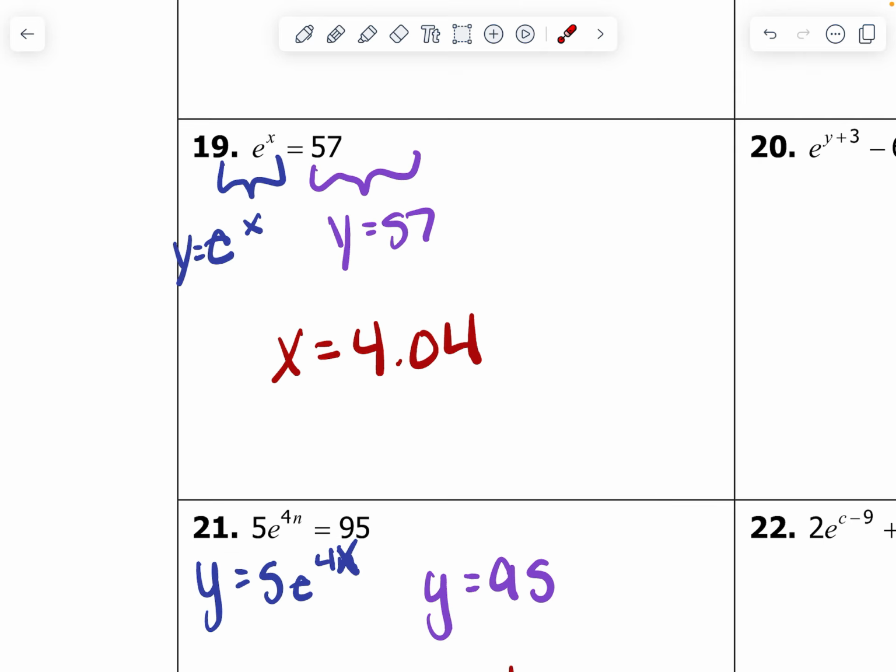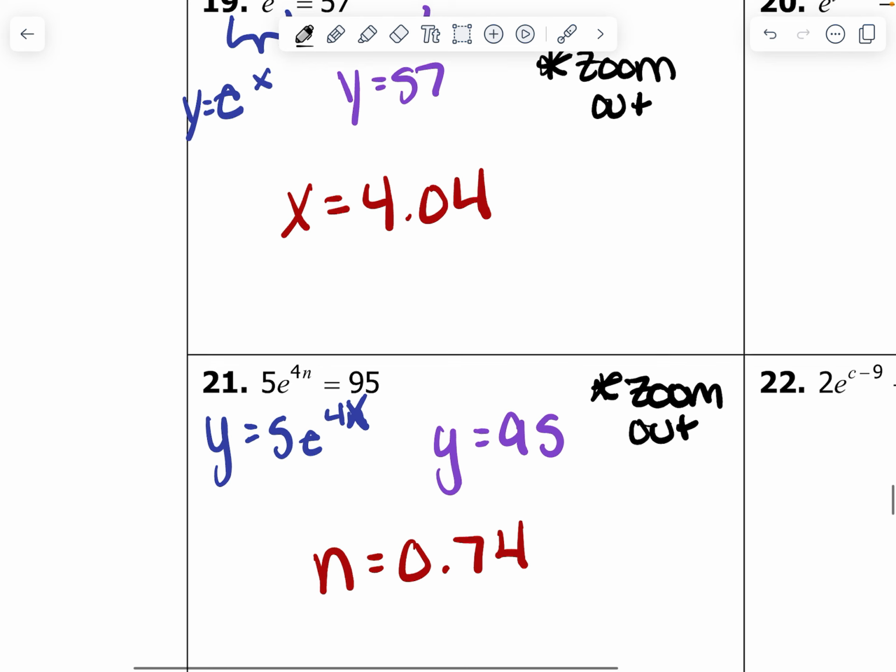Or like in number 21, again, you are replacing any variable that isn't x with x so that you can type these into Desmos. Desmos doesn't like to read variables in some cases that are not y or x. Set them both equal to y. In both of these cases, you will need to zoom out. And you should get the x-intercept of these 2 graphs is 0.74.